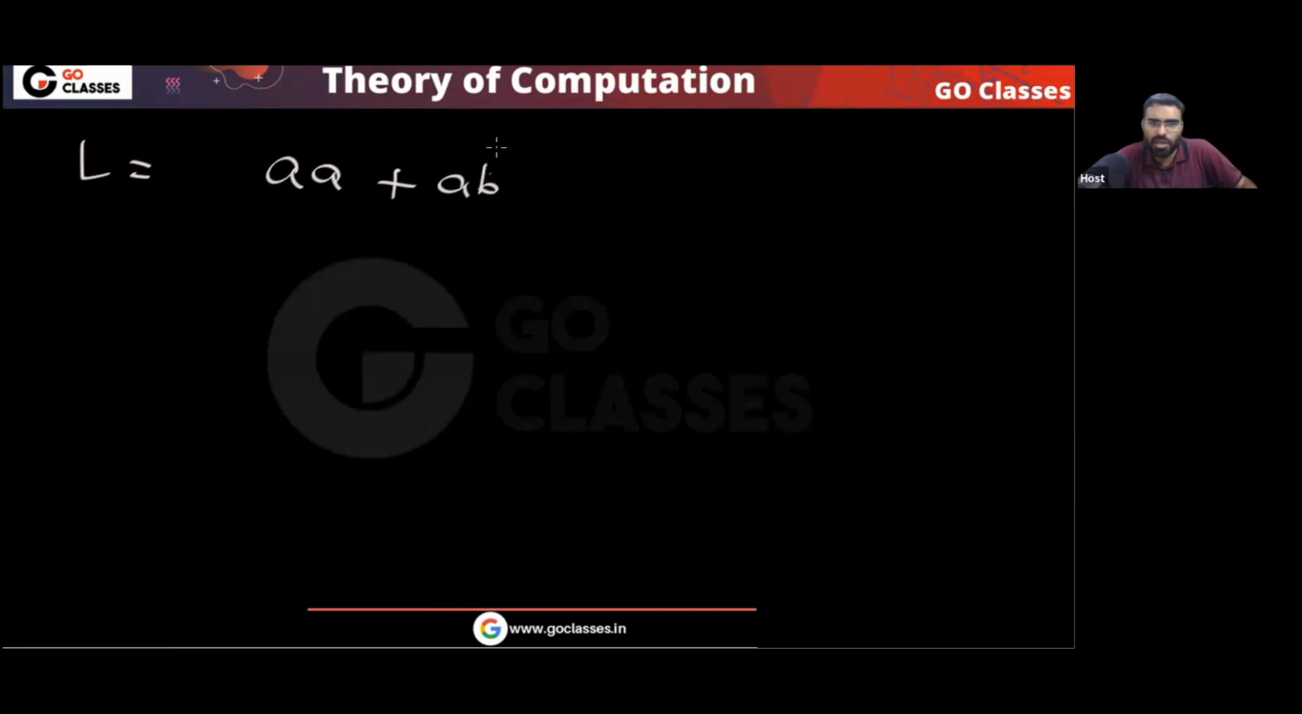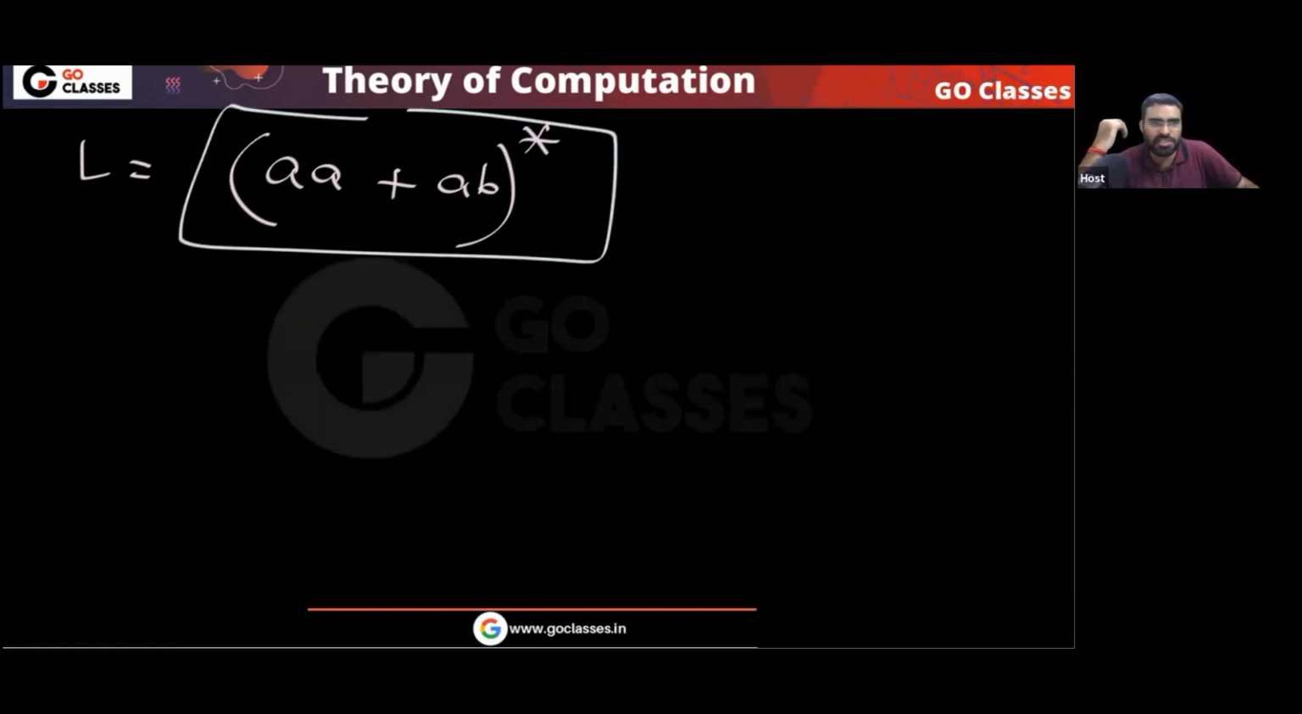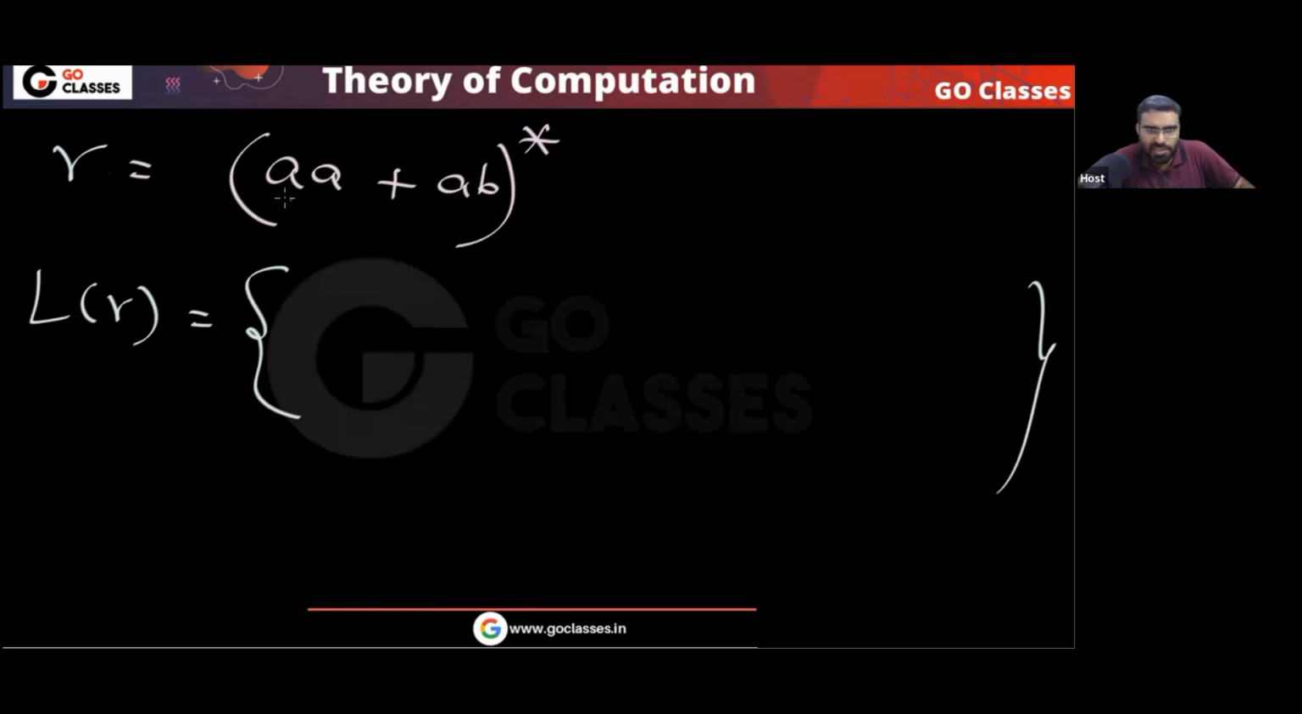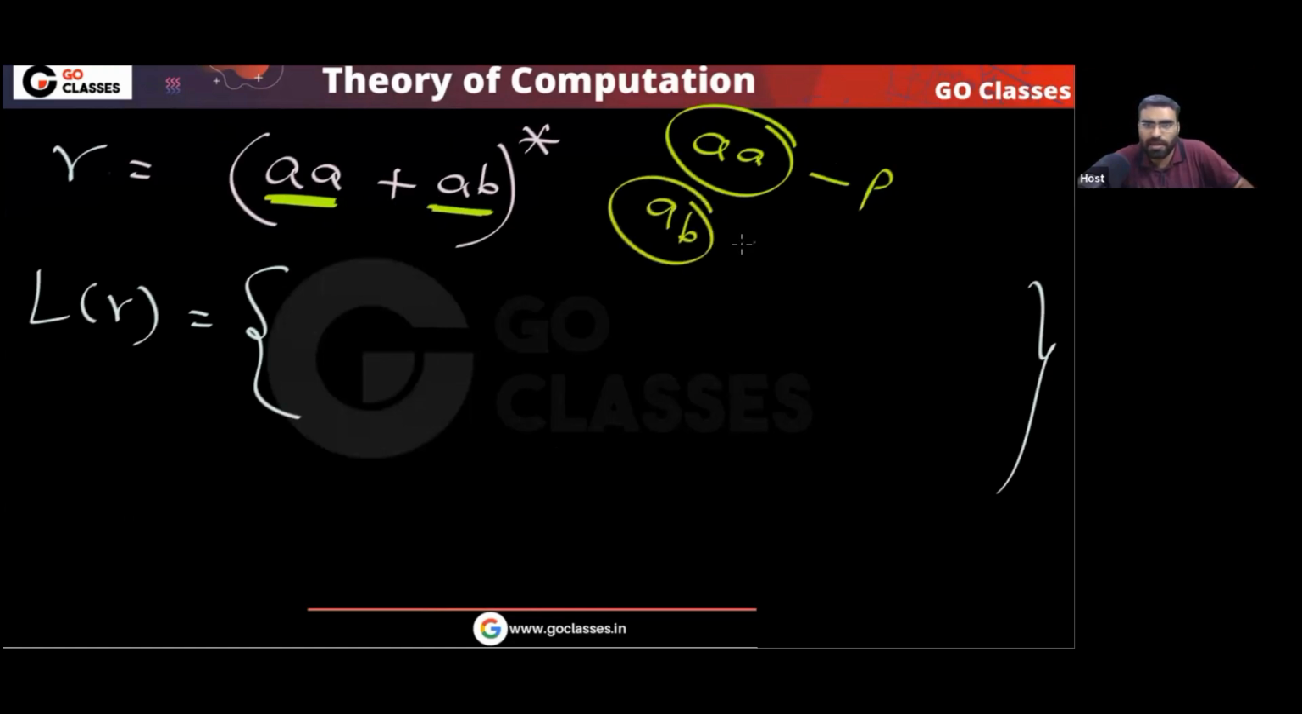AA or AB whole star. First, tell me what is the language. Can anyone tell me what is the language? Remember, this regular expression is given to you, so let me call it R. What is the language of this regular expression R? What type of strings do you have? Any combination of these two, this AA, let me call it P, and this AB, let me call it Q.